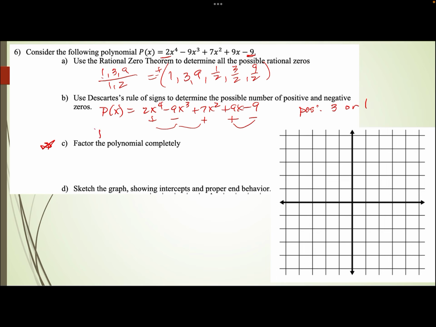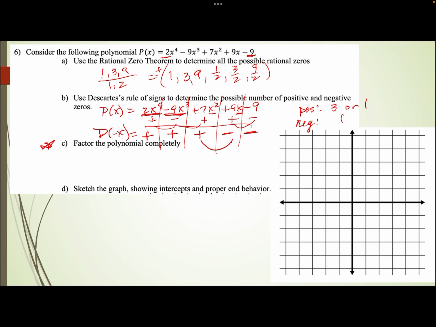Then the negative zeros, I just make x negative. So if I make x negative here, negative x to the 4th is a positive, times 2 is still a positive. Negative x cubed is a negative, but it's times -9, so it makes it positive. Negative x squared is a positive times a positive, it makes it positive. A negative x times 1 is a negative, and then -9 stays negative. I want you to notice the only ones that change signs are the odd degrees. All the evens did not, okay? So now for my negative zeros, I just have 1.